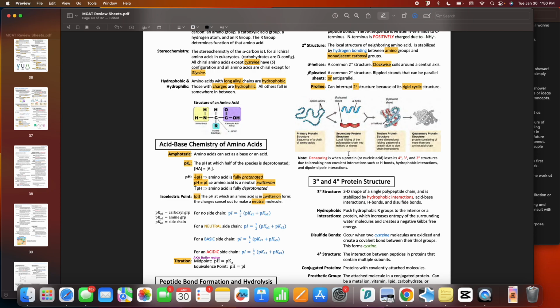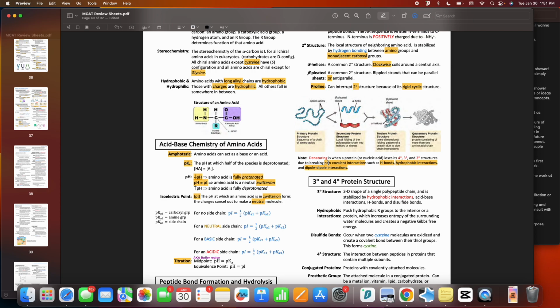Note, denaturing is when a protein or nucleic acid loses its quaternary, tertiary, or secondary structures due to breaking non-covalent interactions such as hydrogen bonds, hydrophobic interactions, and dipole-dipole interactions. So hydrophobic interactions, hydrogen bonds, and dipole-dipole interactions are subtypes of non-covalent interactions. What are covalent interactions? I think it's ions, right?